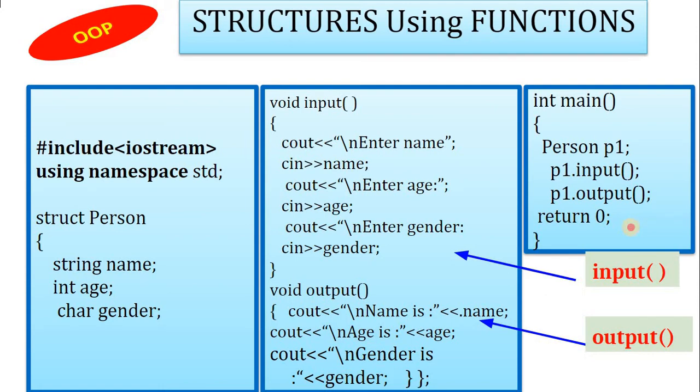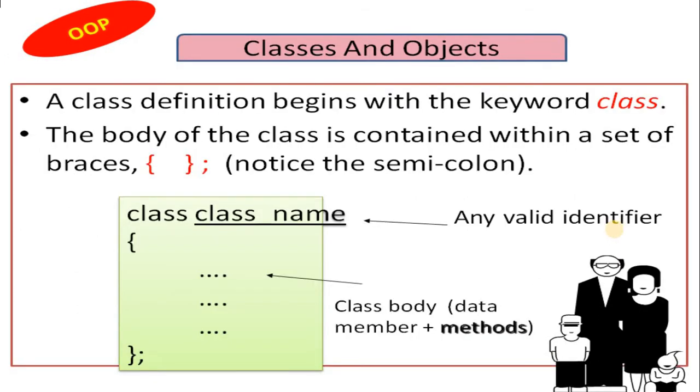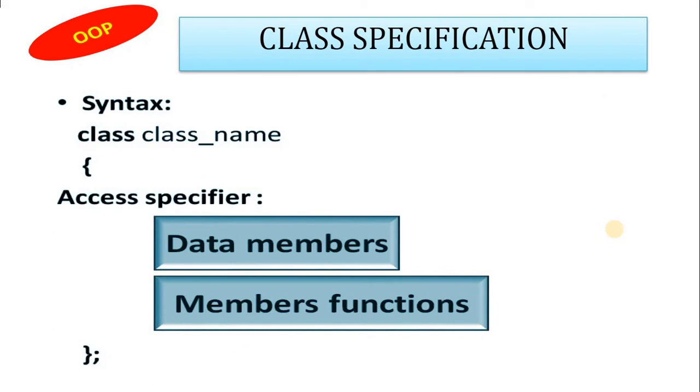Now instead of a structure, if we are doing a class, a class is also known as a user defined data type, just like a structure, which is a collection of data members and member functions. Now consider a class. The class begins with the keyword class, and this is the body structure of the class, similar to that of a structure, where we have data members and member functions.